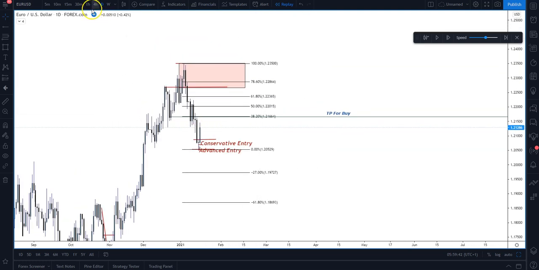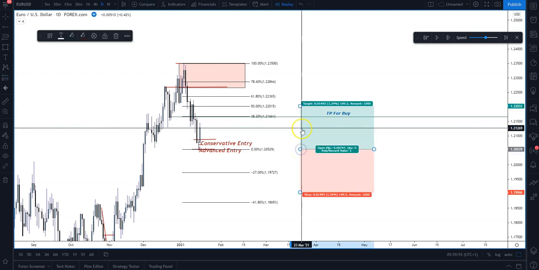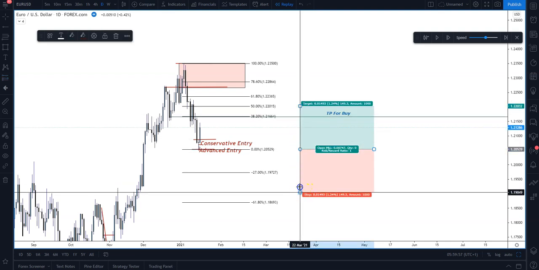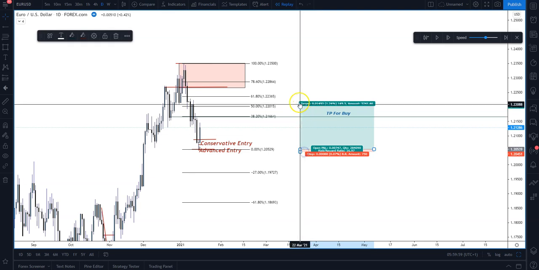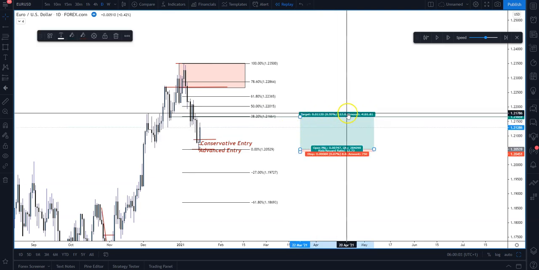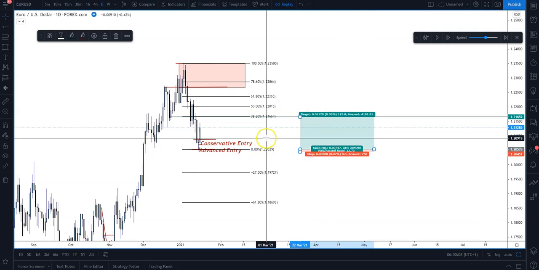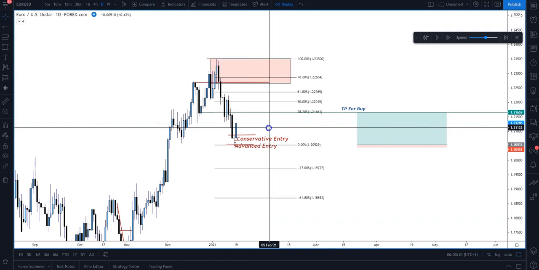So now if we go down to the lower time frame, remember my take profit is right here. Let's say if we did an advanced entry, it'll be right there. Take profit, we're looking at right here. 112 pips with an 8 pip tight stop loss.